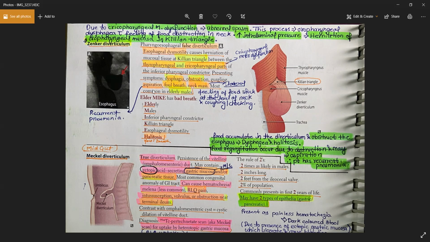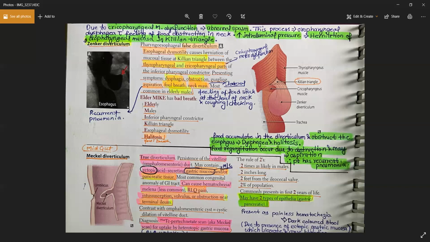The aspiration will be there because of the dysfunction of the muscles and this diverticulum itself. Okay, all of the contents which are present in the diverticulum will be aspirated into the respiratory tract, and that can lead to recurrent pneumonia episodes, recurrent aspiration pneumonia, right? Because of the food accumulation in this diverticulum, foul breath can happen, and it will present as a neck mass. Most probably a lateral neck mass, right?